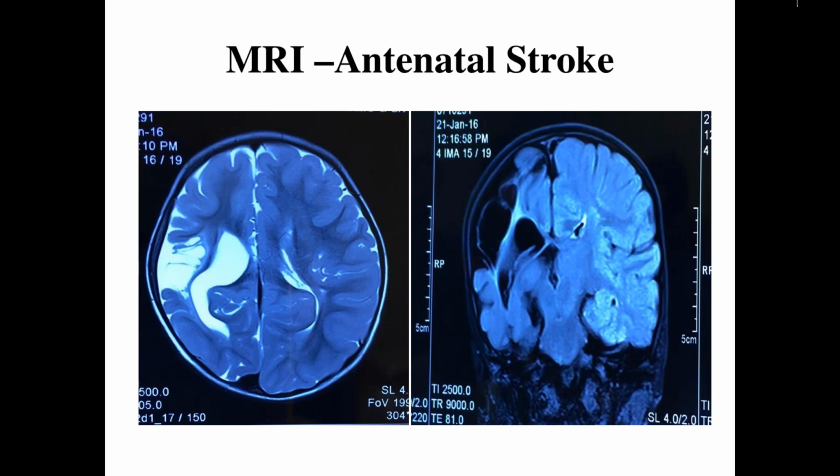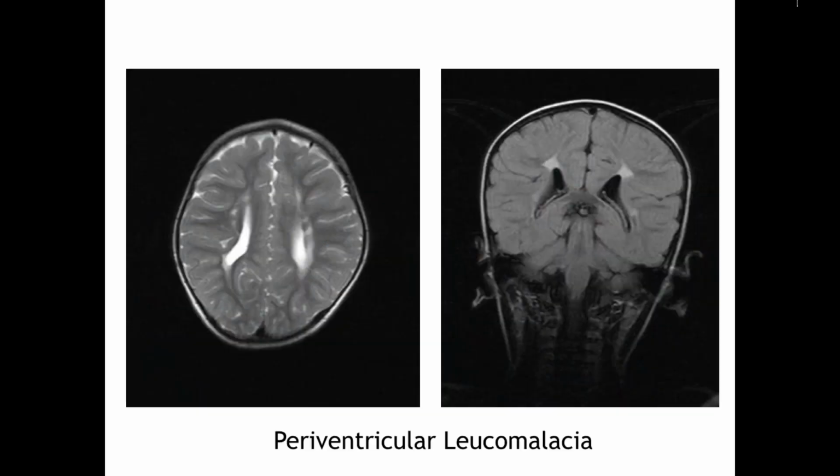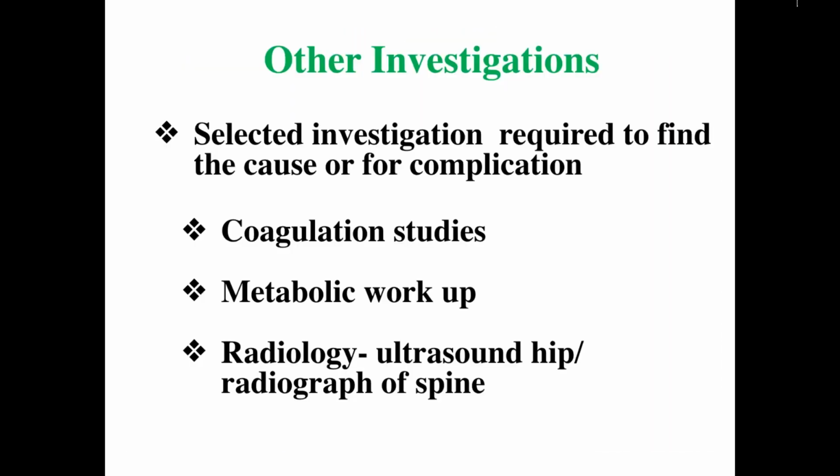This MRI is showing antenatal stroke. This is periventricular leukomalacia. And apart from neuroimaging, which has to be done in all children with cerebral palsy, you may need to do some specific investigations depending on the cause that you are suspecting. So if it is an antenatal stroke, you may need to do coagulation studies. If you're suspecting an inborn error of metabolism, you may need a metabolic workup.